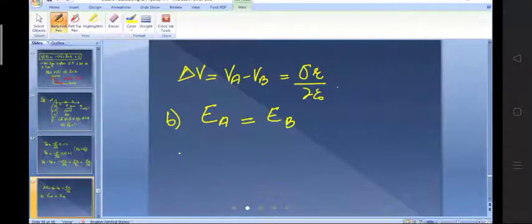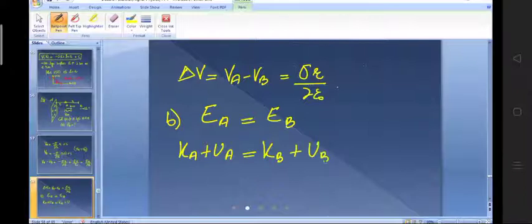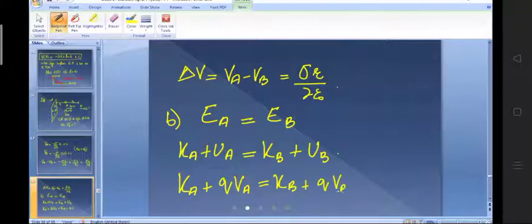But the mechanical energy is in turn equal to kinetic energy at A plus potential energy at A, which is equal to kinetic energy at B plus potential energy at the point B. Which means that now we know that the potential energy is equal to charge multiplied by electrostatic potential at point A, which is equal to kinetic energy at B plus charge multiplied by electrostatic potential at point B. So let me work it out.